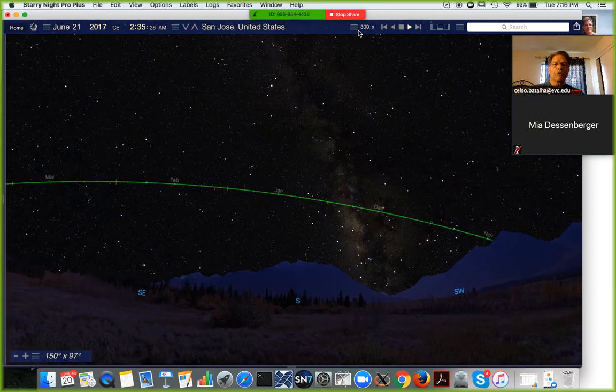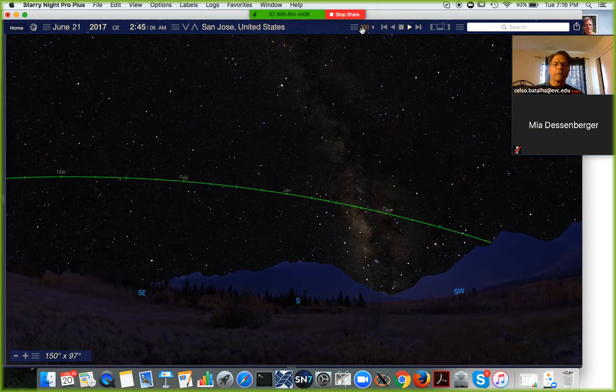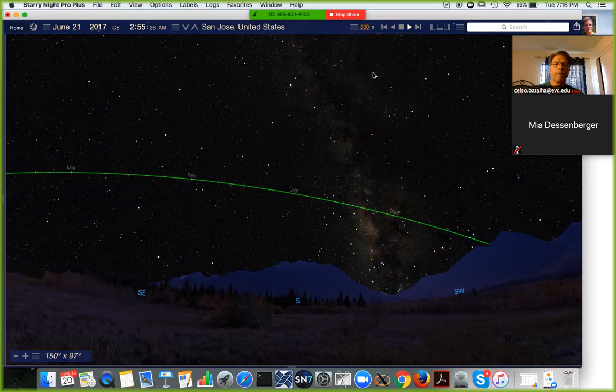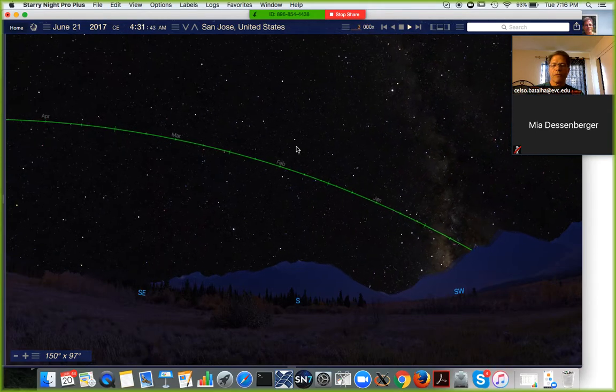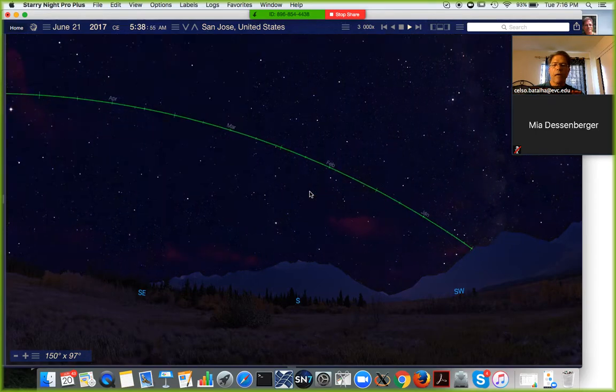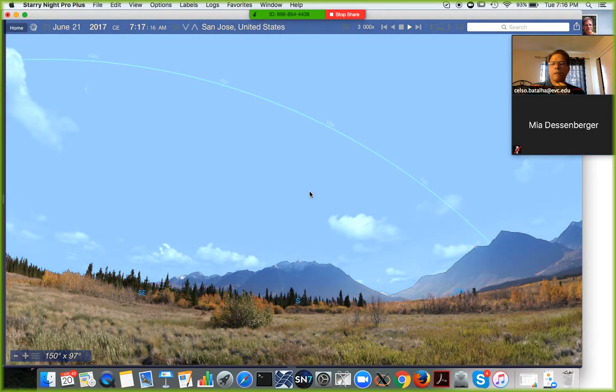So I could speed up the time a little more, and then you can see the effects being quite dramatic. I can also add daylight. So now the part of the Earth hemisphere that we are in faces the sun, and then we experience daytime.